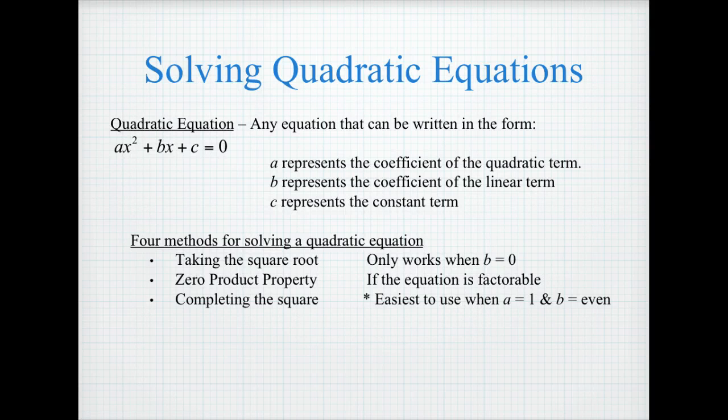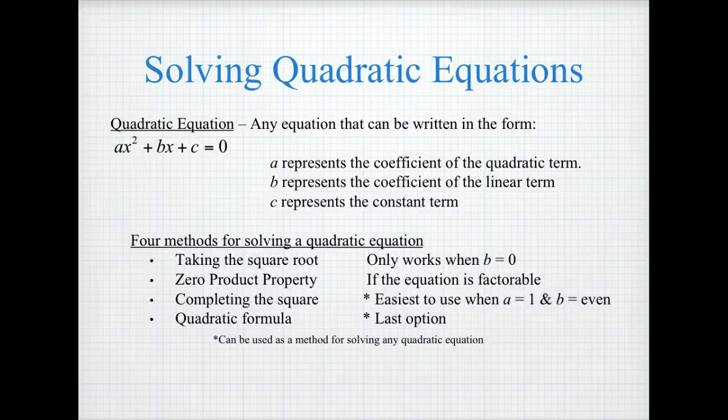The third method is to solve by completing the square. It will work for any and all quadratic equations, but is most convenient to use when a is equal to 1 and b is even. The last method is to solve using the quadratic formula. Similar to completing the square, it also works for any and all quadratic equations. I usually recommend this method when the other three methods are unavailable or inconvenient.